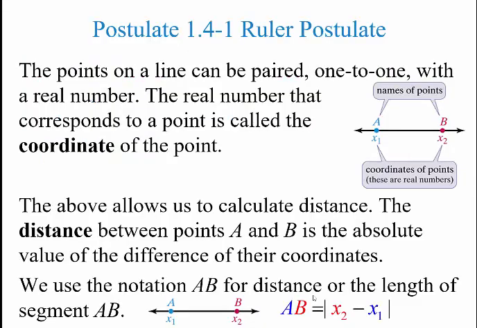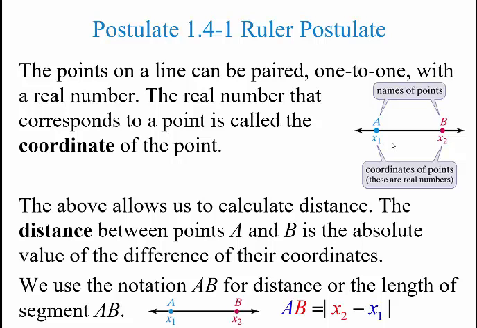All right, so Postulate 1.4-1, this is the ruler postulate. The points on a line can be paired one to one with a real number. What that means is that point A has one real number, we'll call it like 5 or whatever. And the real number corresponds to a point and is called the coordinate of the point. What this really does when you have 2 points and they each have a corresponding real number, this allows us to calculate the distance.